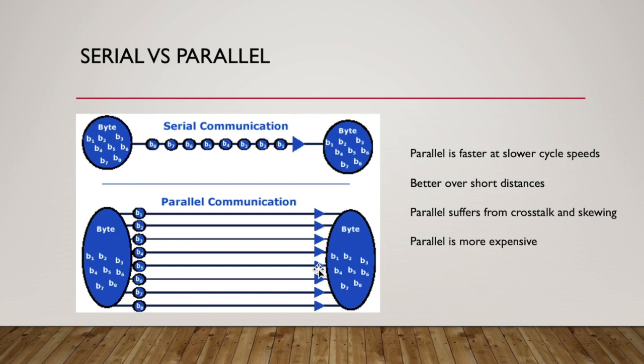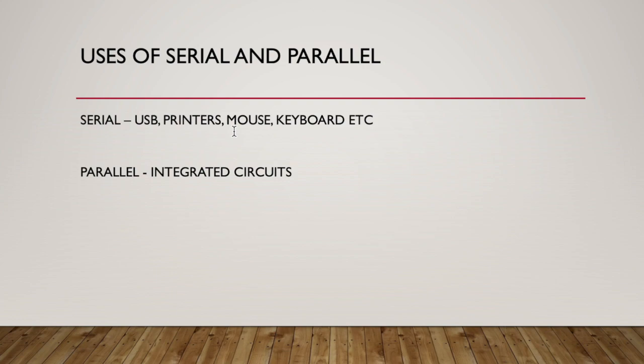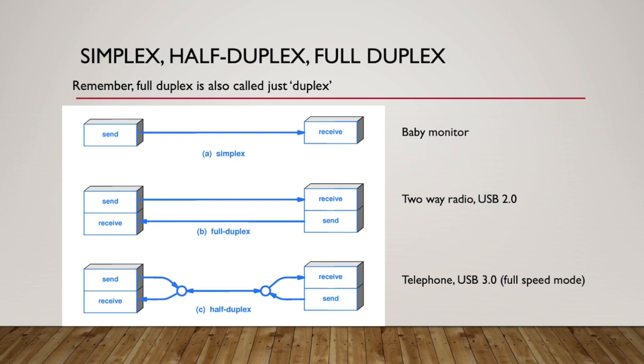Parallel is more expensive. Serial is cheaper. Okay, we only use parallel over short distances. So, for example, integrated circuits. In serial, we use it pretty much everywhere. USB, universal serial bus. Okay. So, there we go. Uses of serial and parallel. We've got USB, printers, mouse, keyboard, etc. Integrated circuits for parallel.